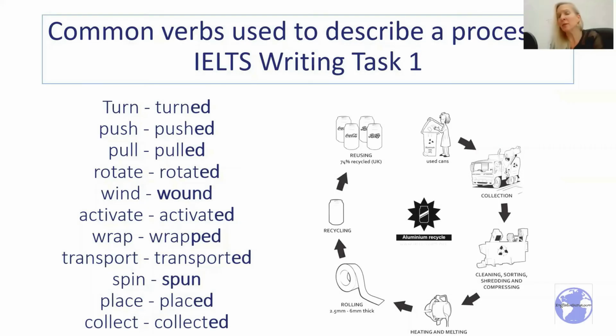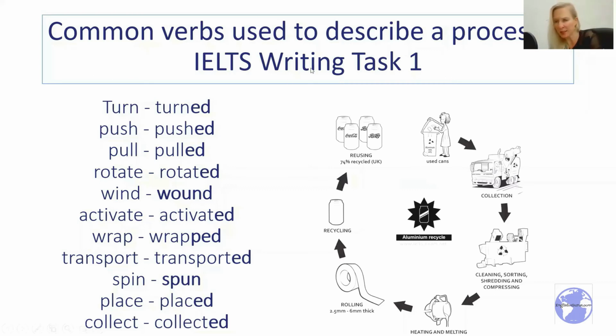So common verbs that come up in the flowchart or process that you might need to use are turn, turned as participle, push, pushed, pull, pulled, rotate, rotated, that means going around, wind, wound, irregular verb, activate, activated, wrap, wrapped, transport, transported, spin, spun, irregular verb, place, placed, and collect, collected. Those are very common verbs that you may need to use.